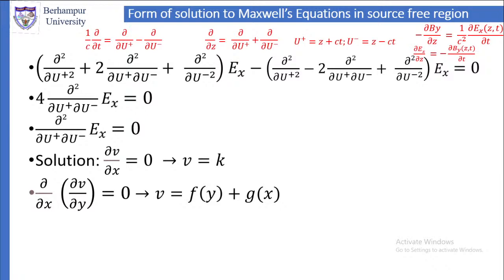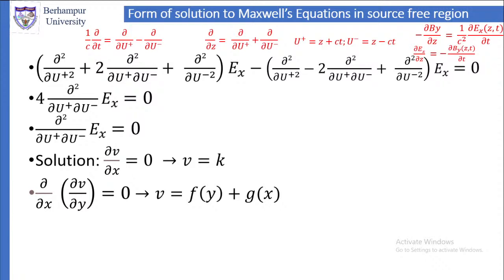Then let us say we are given another condition: ∂/∂x operating on ∂v/∂y is equal to 0. Now ∂v/∂y is not 0 here. ∂/∂x of ∂v/∂y is equal to 0 indicates that ∂v/∂y is equal to a constant. So v is equal to a function of y. So let us say v is equal to f(y).